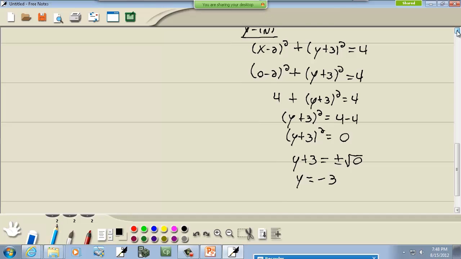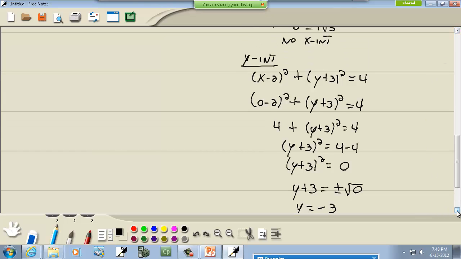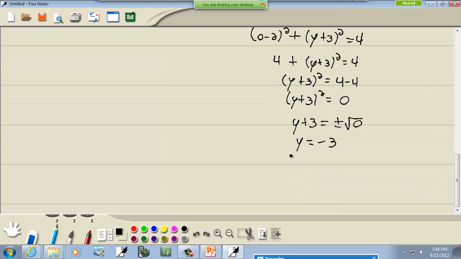So this is our y-intercept, what we just found. And that kind of makes sense based on what we came up with on the graph. So our y-intercept is (0, −3). And let me save that.